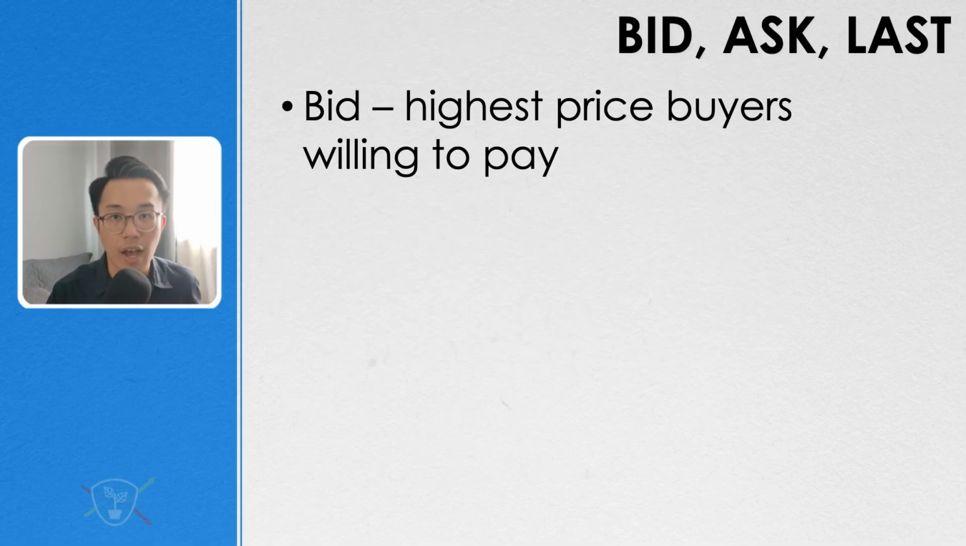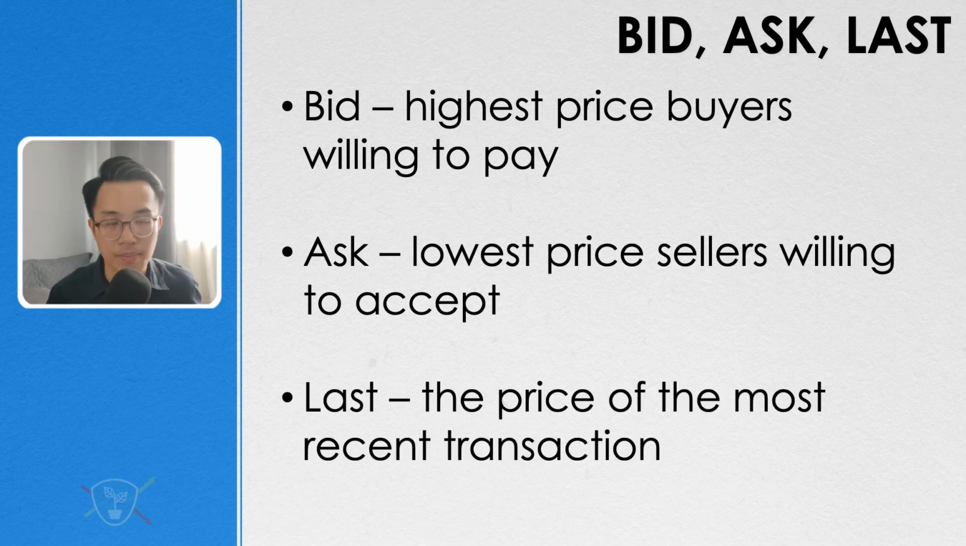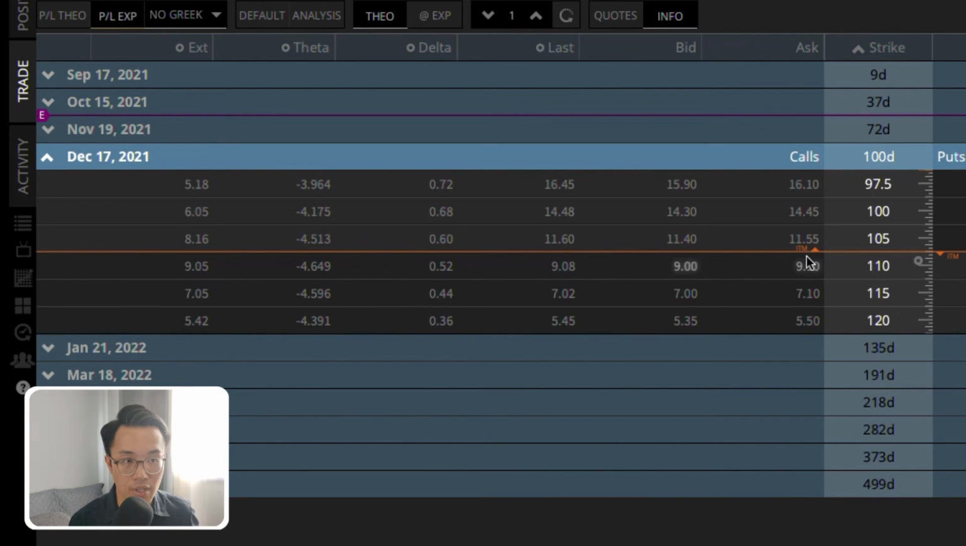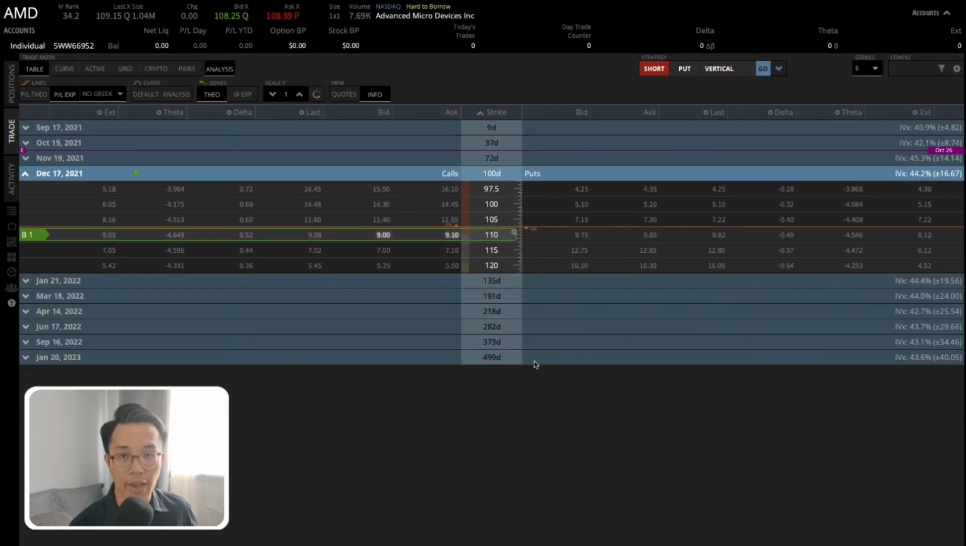So the bid is the highest price that buyers are willing to pay in order to buy this option, and the ask is the lowest price that the sellers are willing to accept for selling this option. Last is basically the price that the option most recently transacted at. So if I want to buy this option, I will click on the ask price. Let's take a look at the potential outcomes of this trade.